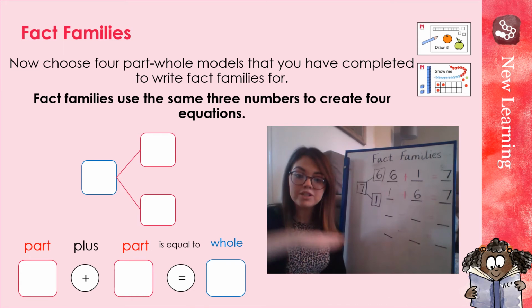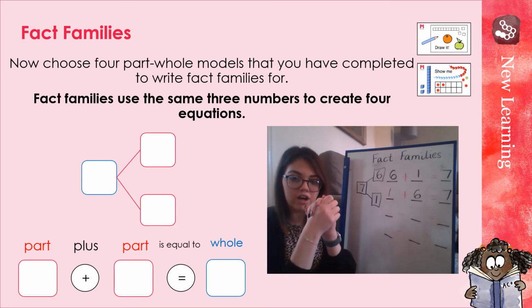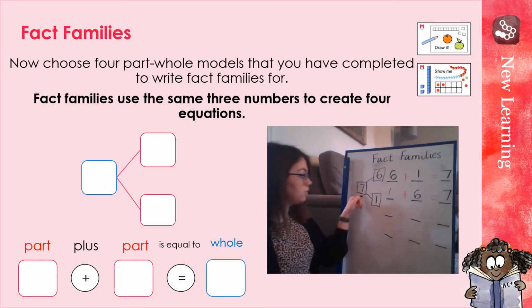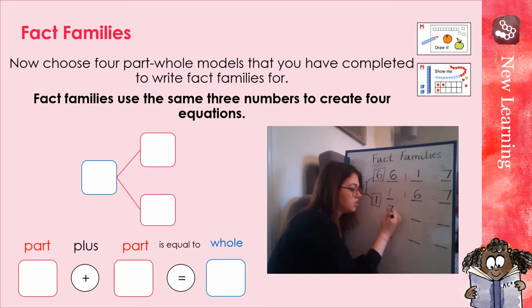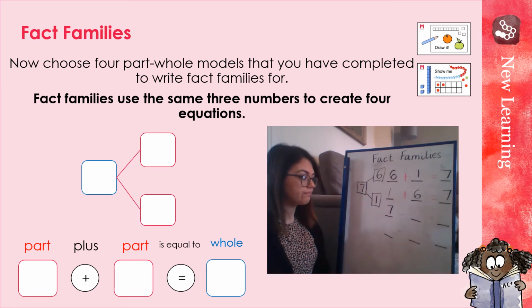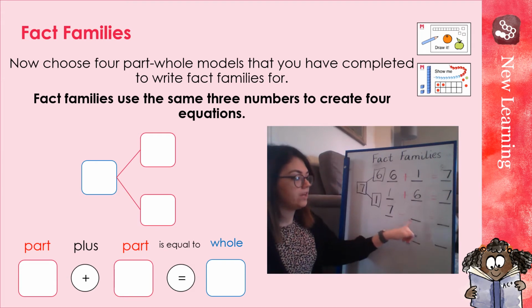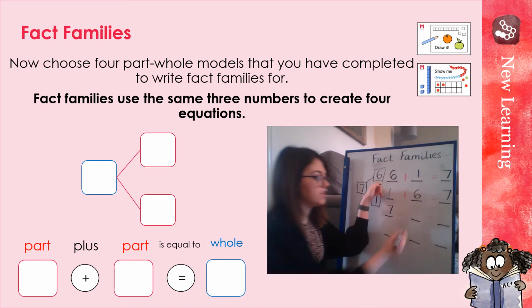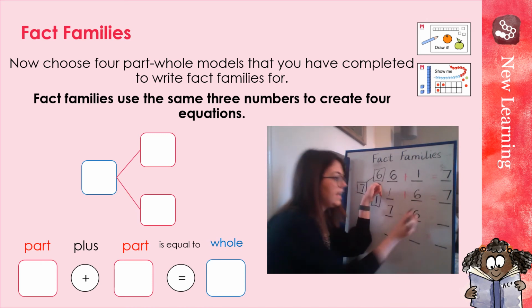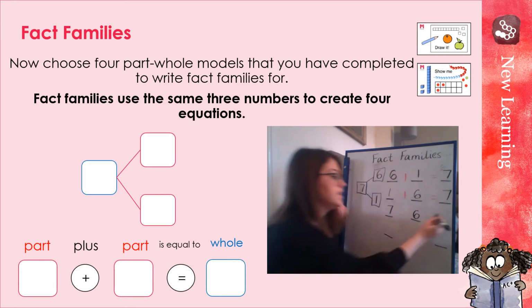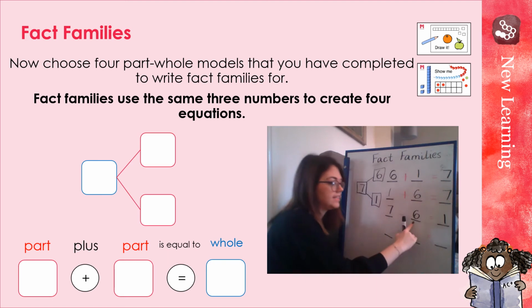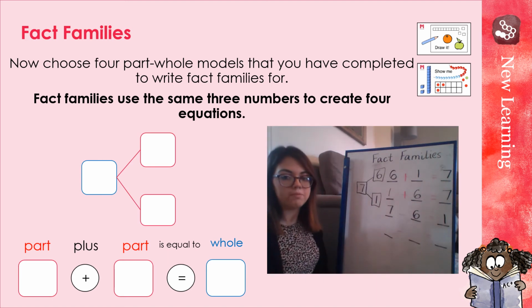And remember, when we subtract, we start with our whole. Our whole is the number 7. So we're always going to start with the number 7 when we subtract. I'm going to take away one of my parts. I'm going to take away the number 6. If I take away the number 6, I'm left with 1. 7 take away 6 equals 1.